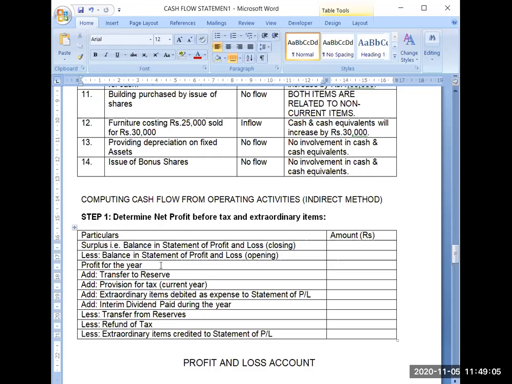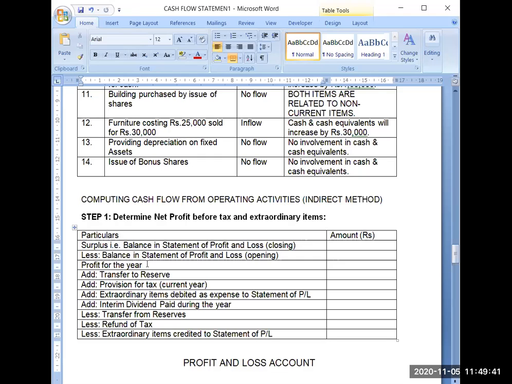Now you can think about it logically also. Suppose my last year profit and loss balance is rupees 100, and my current year profit and loss balance is rupees 300. Then the difference between the two will be the current year profit, because the profit and loss balance automatically increases when I add the current year profit to the previous year profit and loss balance. Is this point clear? How we will get the profit for the year?